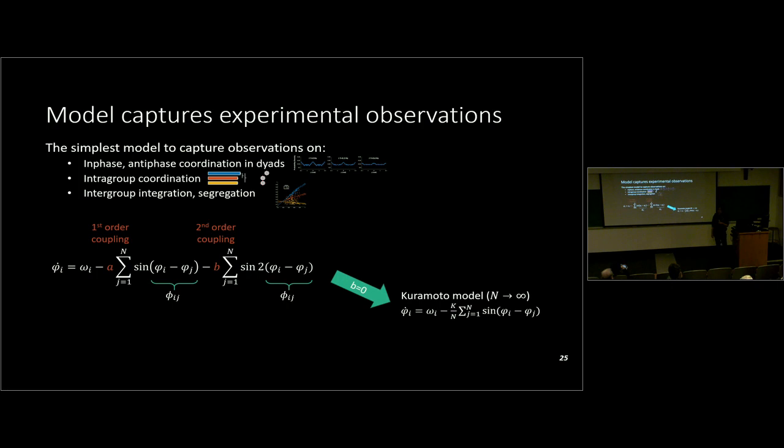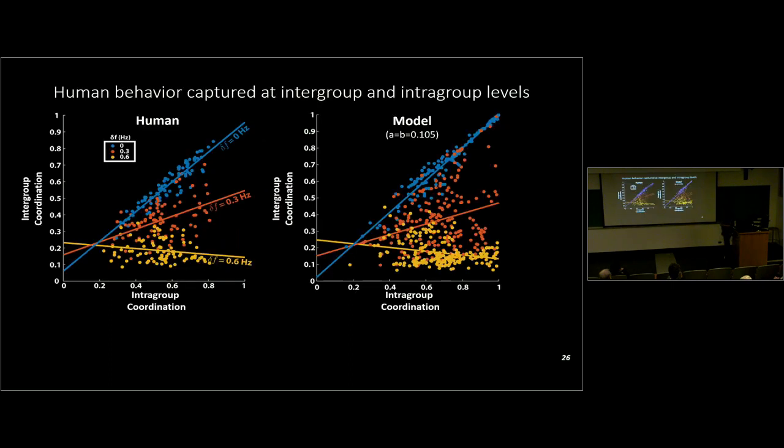So you should think this is rather familiar because if I remove the second order coupling, this is simply the Kuramoto model that I showed you earlier. If I set the number of oscillators n to 2, then it will derive the extended HKB model for small scale coordination. So this is a comparison between human behavior and model behavior for intergroup relation, which are reflected by the slope of these regression lines.